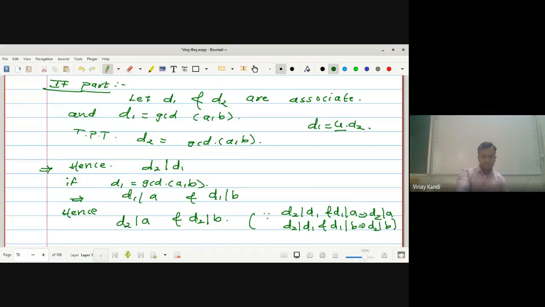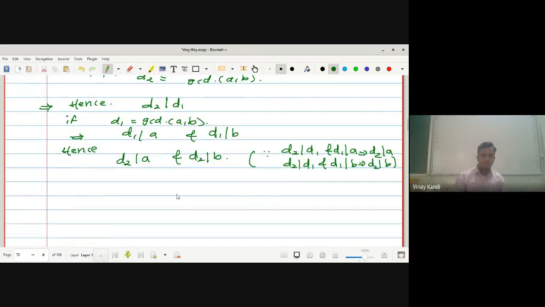Okay, look at here. Now D2 divides A, D2 divides B. Let now X belong to R such that X divides A and X divides B. Okay, that X belongs to R such that X divides A and X divides B.